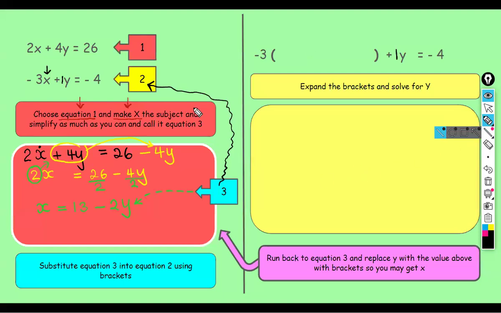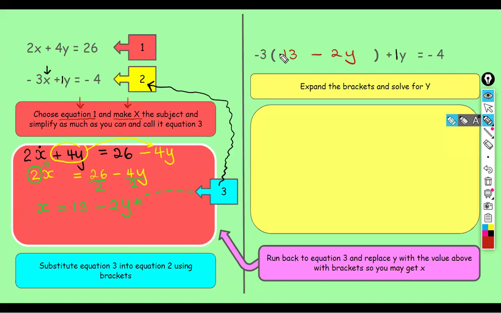So let's run back to equation 2, sorry, and I have it lined up here already. Let me get a different color, red. I'm going to replace this x with what? 13 minus 2y. And I write back the positive 1y and the minus 4. X used to live here, but he has been replaced by 13 minus 2y. The next step now is to multiply out the brackets.